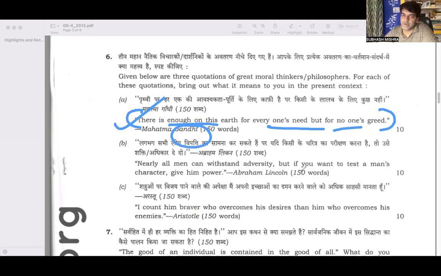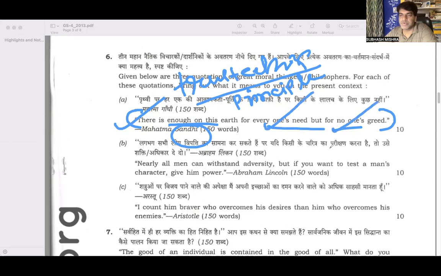The concept of trusteeship I am remembering. Okay, one trusteeship. So trusteeship principle is also there. What more? What more? There is enough on this earth for everyone's need, but no one's greed. What is this? What is he talking about?